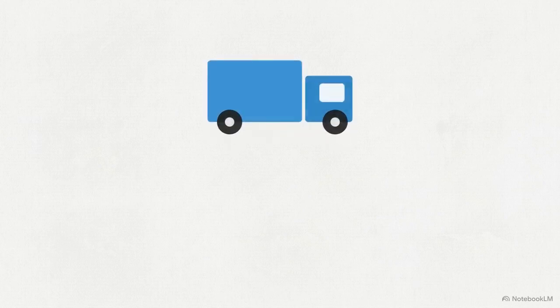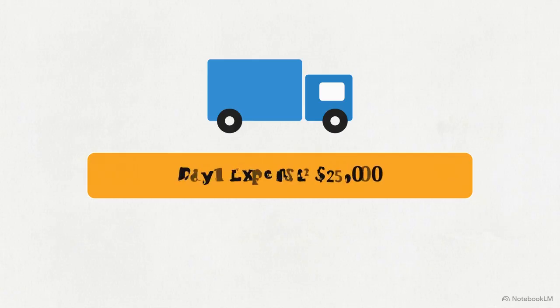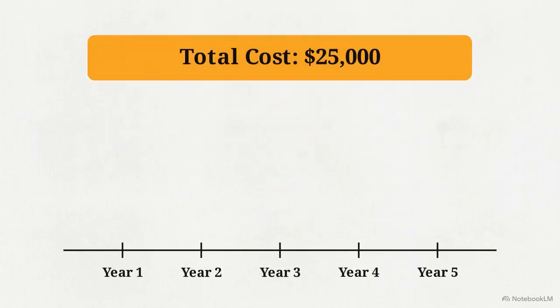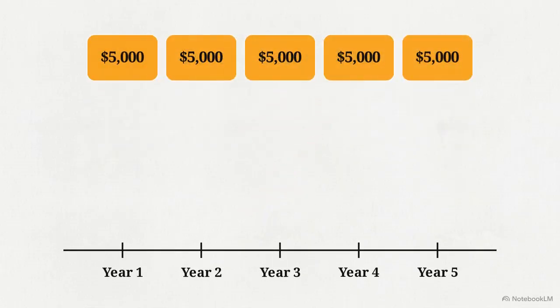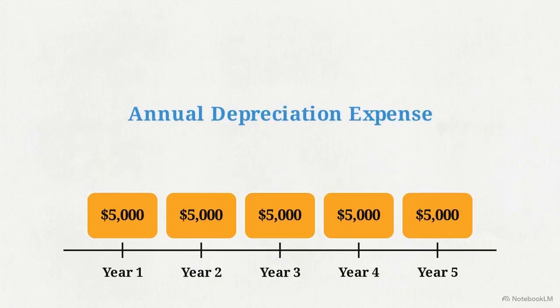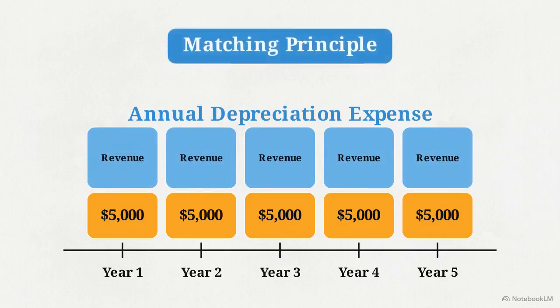When a business buys a large, expensive asset, like a delivery truck, they don't record that massive purchase price as a single expense on day one. Instead, accounting rules require us to break that cost down over time. This process of spreading the initial cost across the asset's useful life is called depreciation. It ensures the expense is recognized exactly as the asset helps generate revenue.